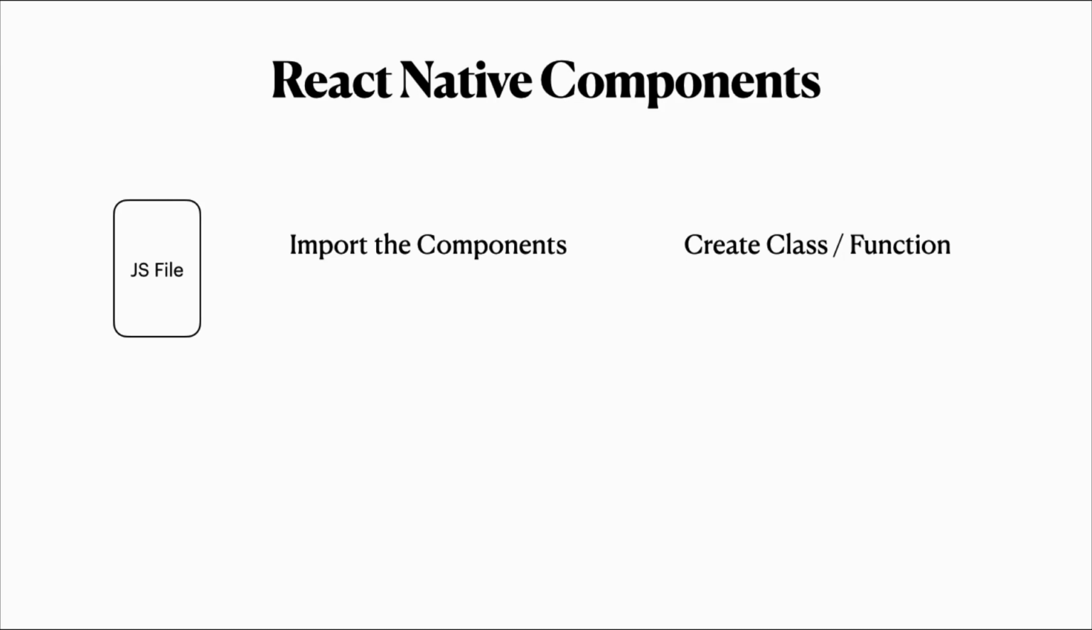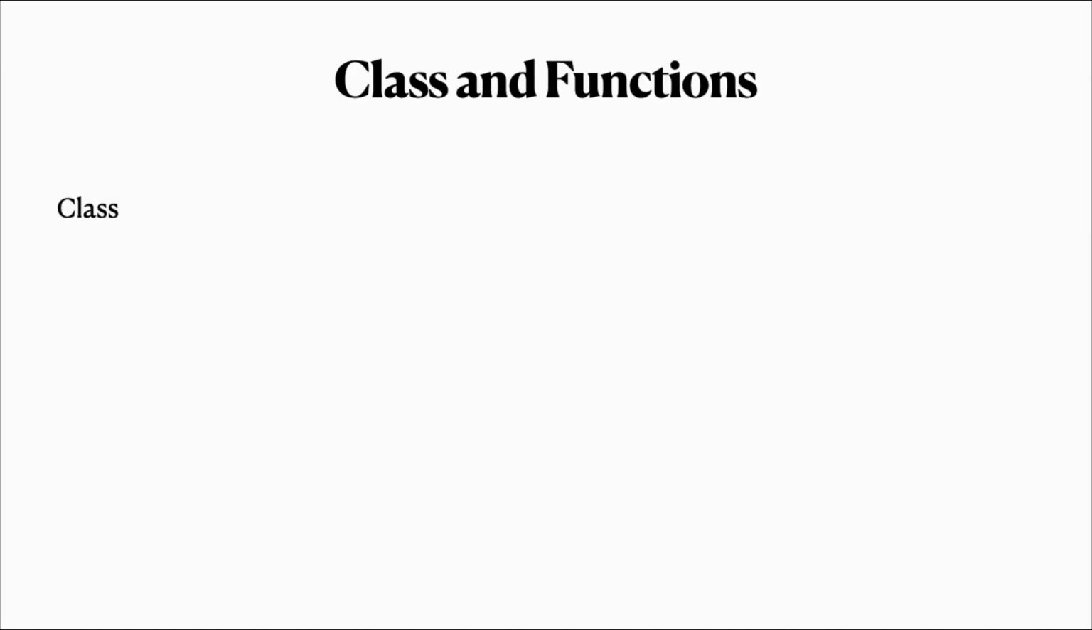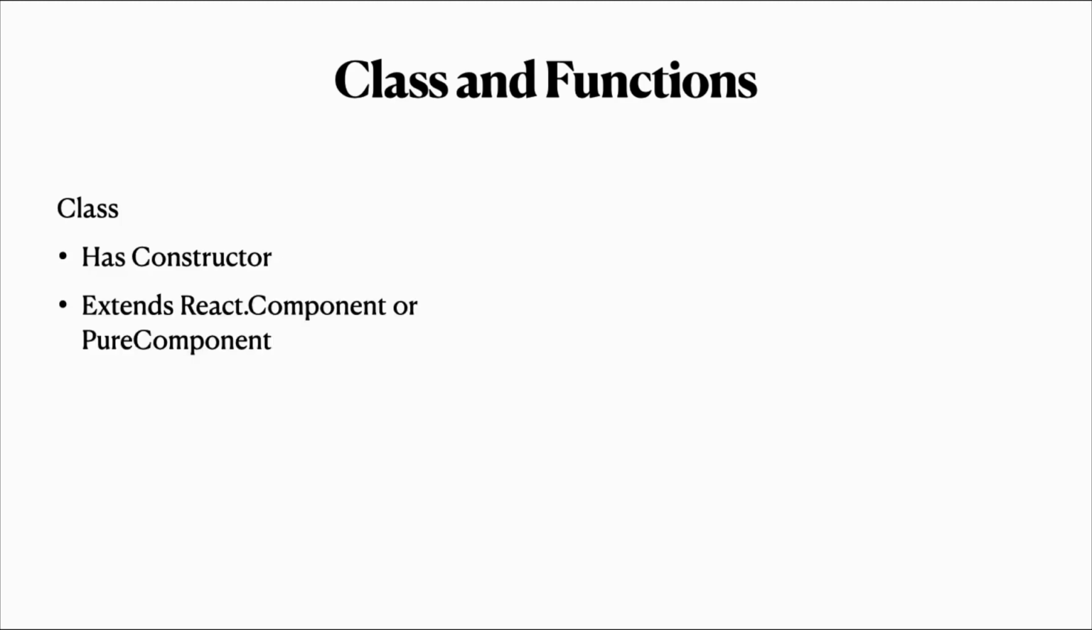Now let's understand the difference between a class and a function. When we are writing a JS file, we can write a class or a function. A class has a constructor where we can define the initial properties of the class. Then the class extends the React Native Component or PureComponent. A class has at least a render method. You can add more methods, but it should have a render method. The render method renders the UI of the screen to the user.